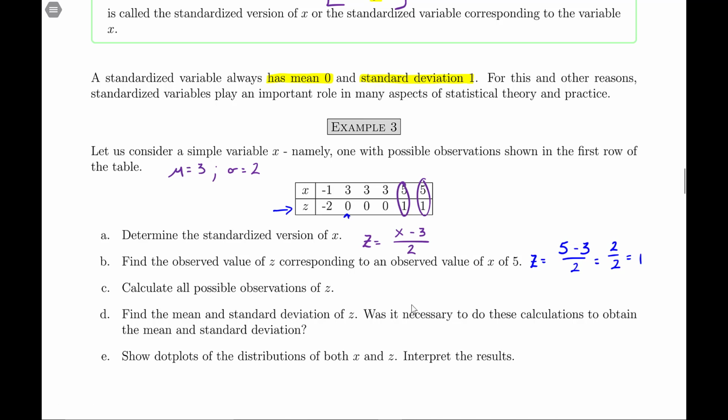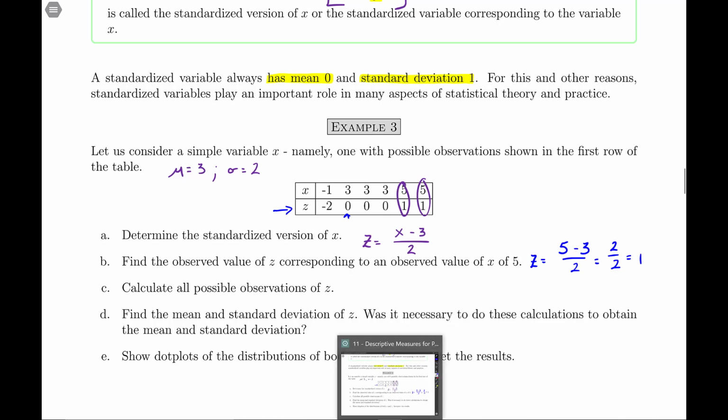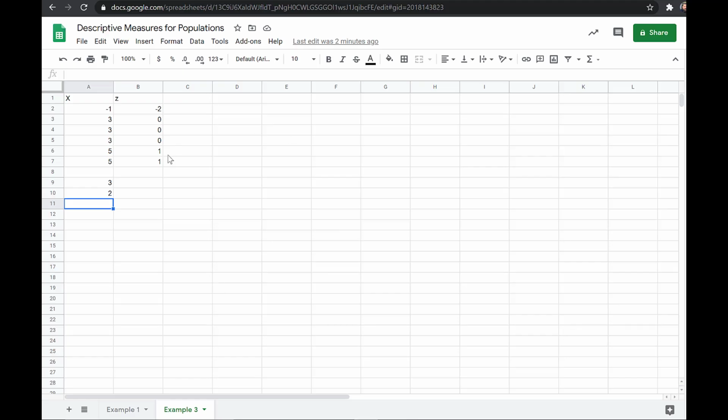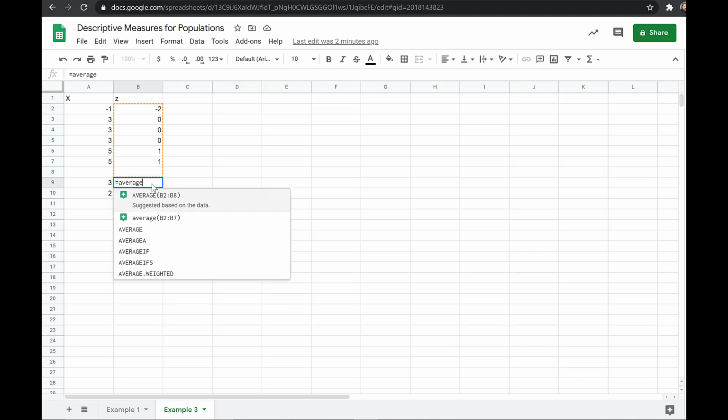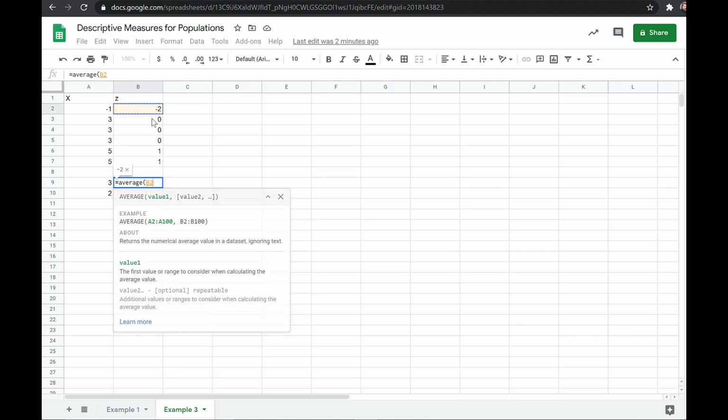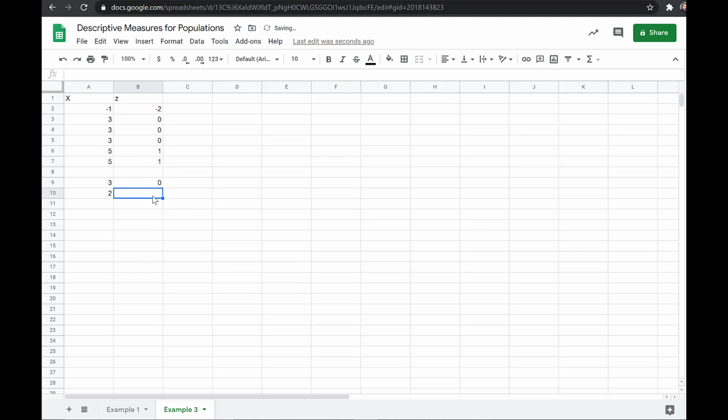Part D, find the mean and standard deviation of Z. Is it necessary to do these calculations to obtain the mean and standard deviation? Let's go ahead and first calculate the mean and standard deviation. Hopefully you guys are already screaming at me, no, don't do that. We already know what it is, but we're going to do it anyway. So the mean is AVERAGE, and we highlight our values, hit enter, it's 0. Standard deviation, highlight our values, and we get 1.